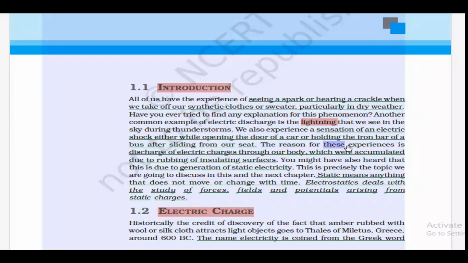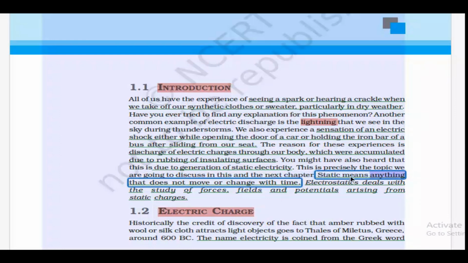The reason for these experiences is discharge of electric charges through our body, which were accumulated due to rubbing of insulating surfaces. You might have also heard that this is due to generation of static electricity. This is precisely the topic we are going to discuss in this and the next chapter.